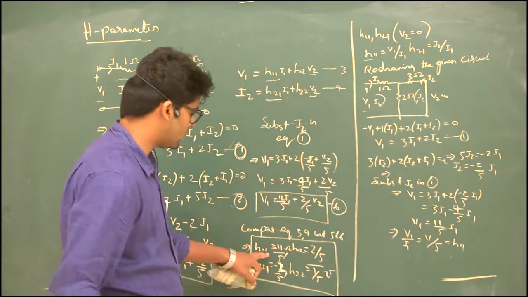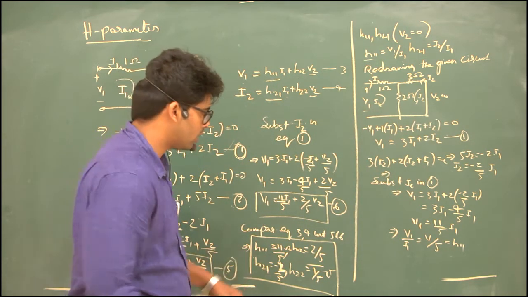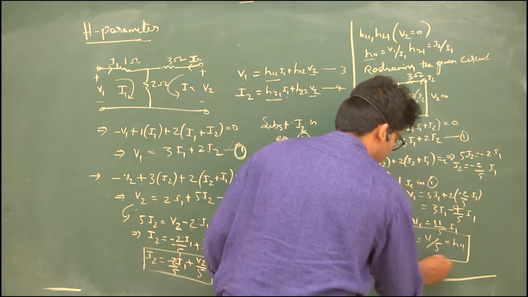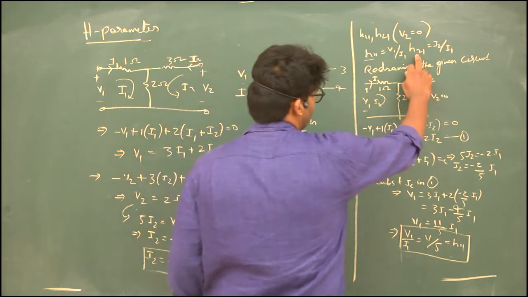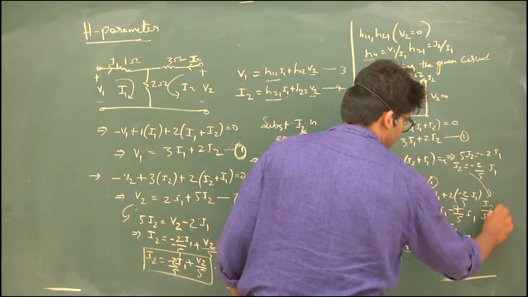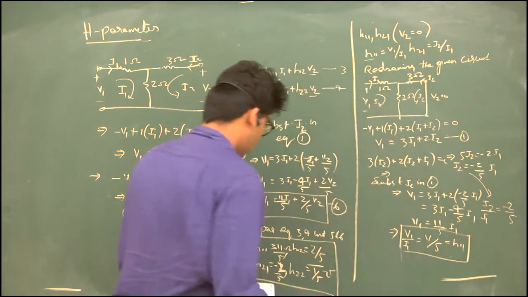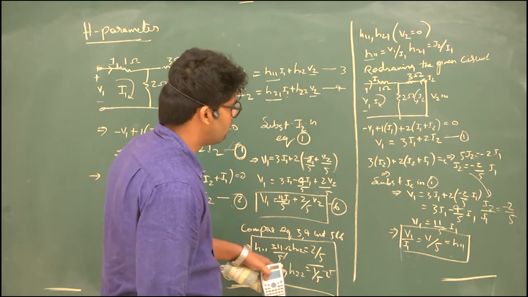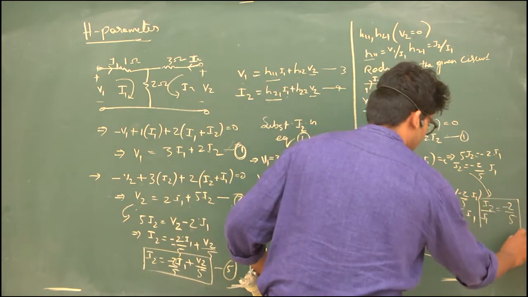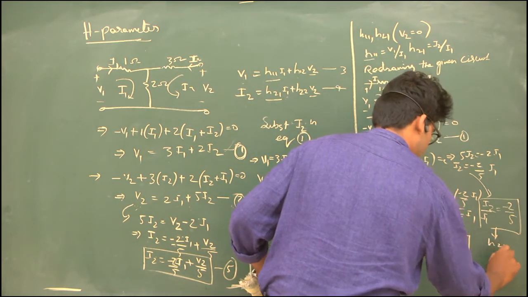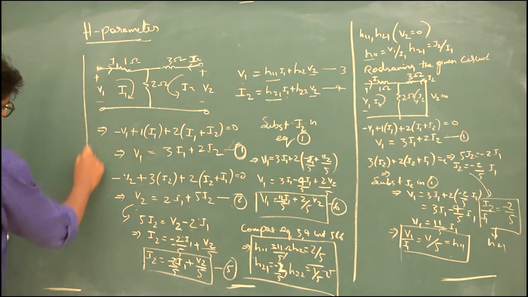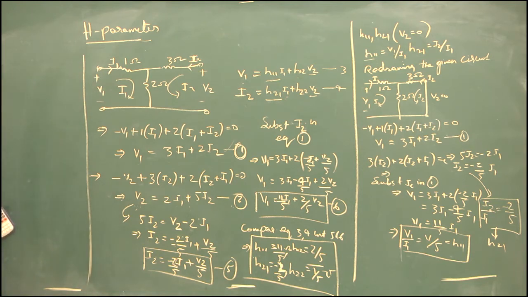So initially we got H11 as 11 by 5, so this is proved. In this method we got H11 equal to 11 by 5, and what about H21, which is I2 by I1? From this, I2 by I1 equal to minus 2 by 5. This is the value of H21. Now, since there is no space, I am solving that here.